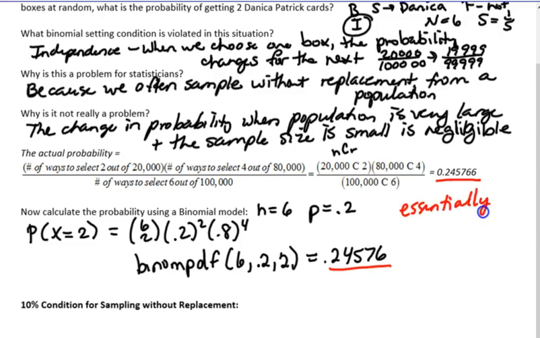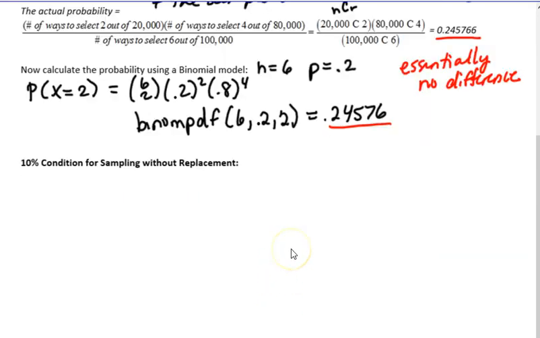Now, this happens to be a very, very small sample out of a very, very large population, so that makes sense. So at what point is the population large enough and the sample size small enough so that we can say, hey, it really doesn't make much difference? And here's the rule of thumb.